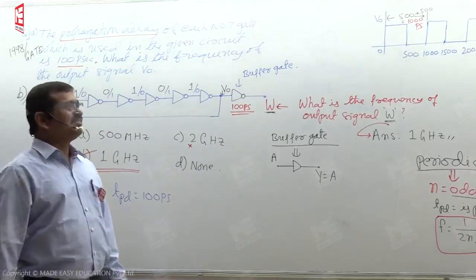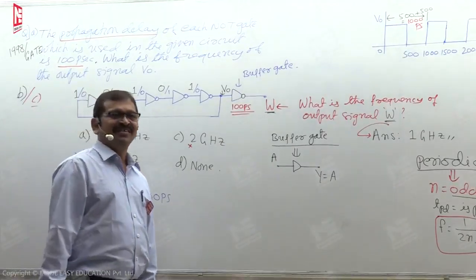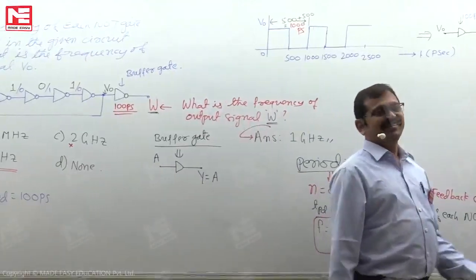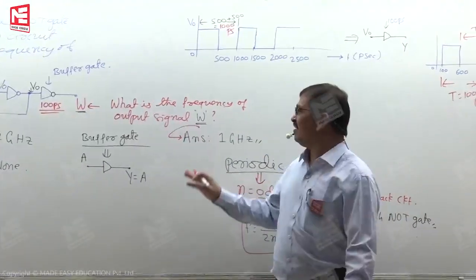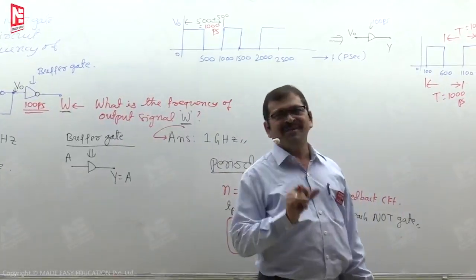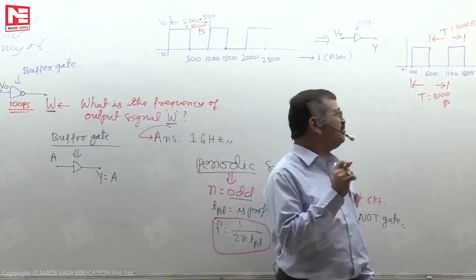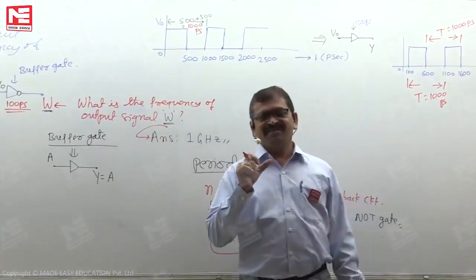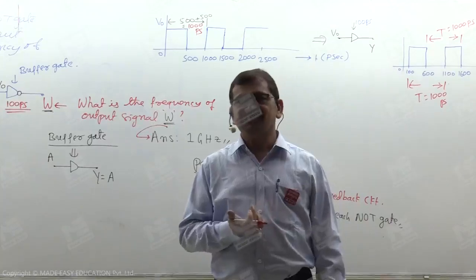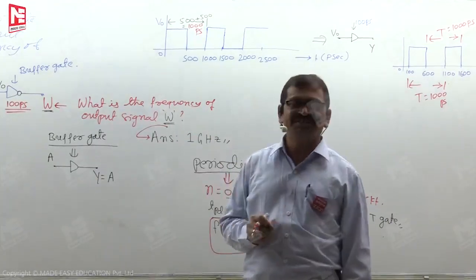The difference is a small difference. What is the waveform we are having here? This waveform will be inverted because of the NOT gate. Once it is inverted, the time period is not changing. The time period remains the same, 1000 picoseconds, and so the frequency will be 1 gigahertz.